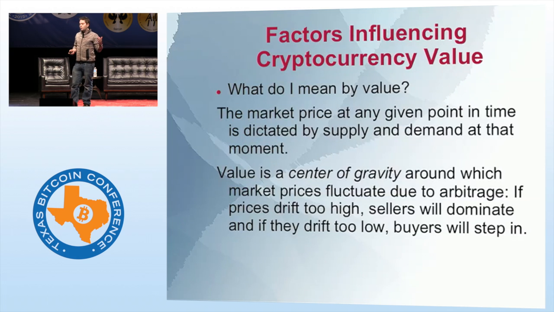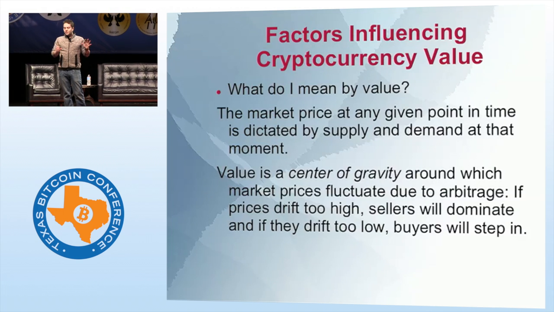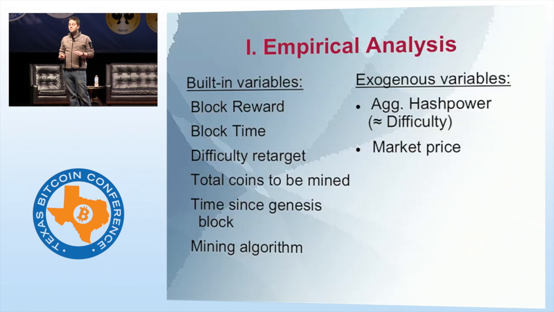So what do I mean by value? The market price at any point in time is dictated by fluctuations in supply and demand and the imbalances that are seen in the market. Value is a center of gravity around which prices tend to fluctuate, and it's kind of a theoretical value. The market price can deviate from that expected value for long periods of time, and it may never converge to that value. So just to get that out of the way, because it's always asked.